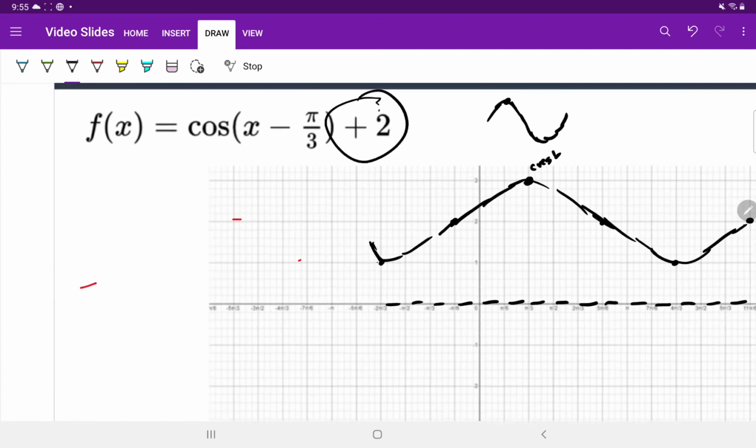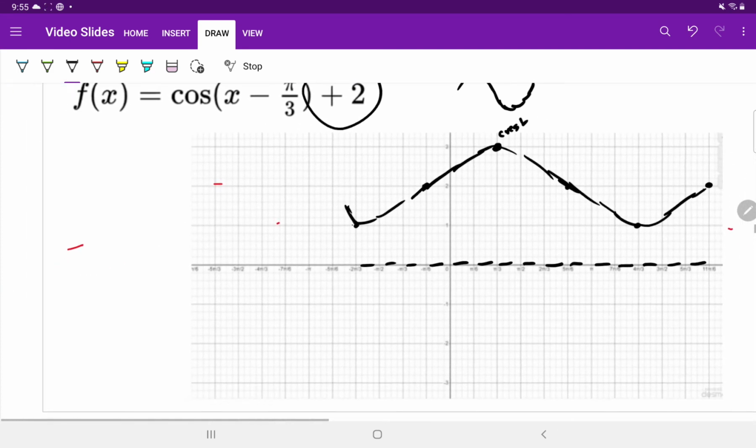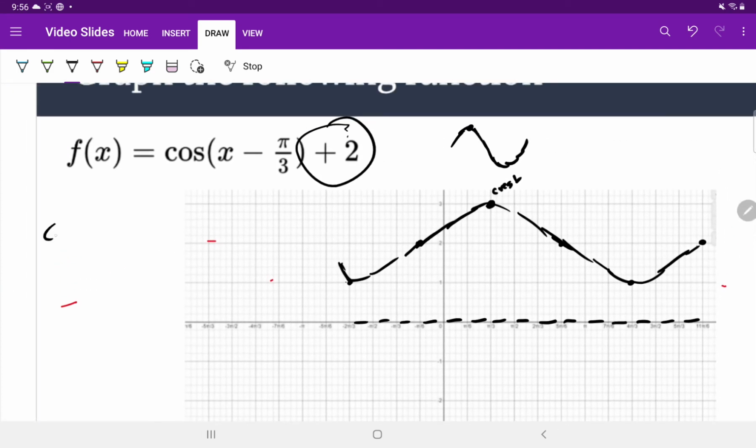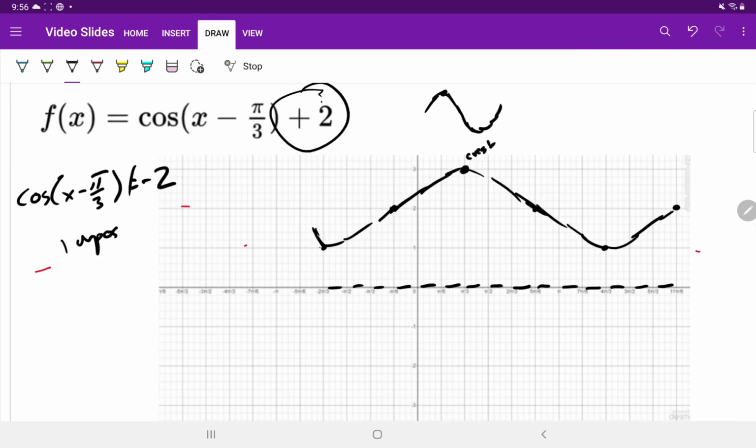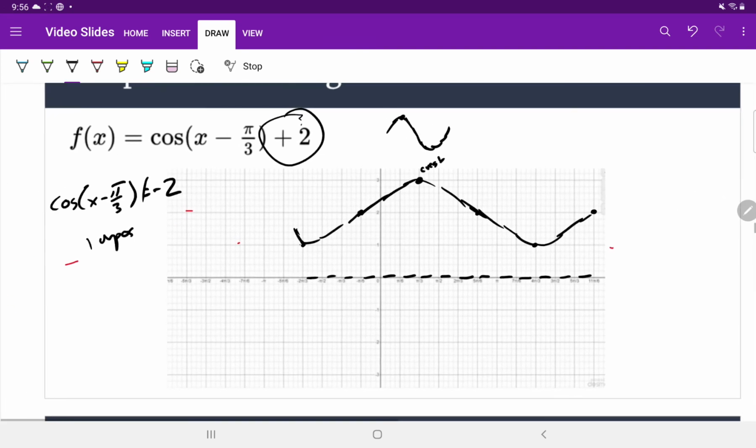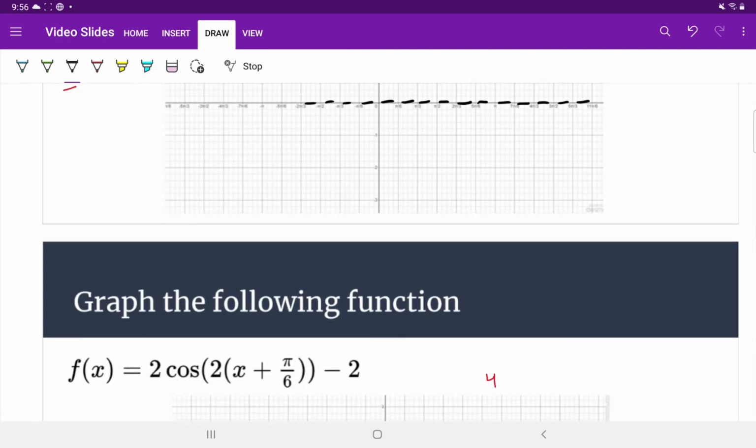Okay. And again, if you were ever asked to find x-intercepts, you could say, hey, cos of x minus pi thirds is equal to -2, because you would have moved the 2 over. That's impossible, okay? Because it goes outside the range of 1 to -1. And that's basically it for sketching these graphs right here.